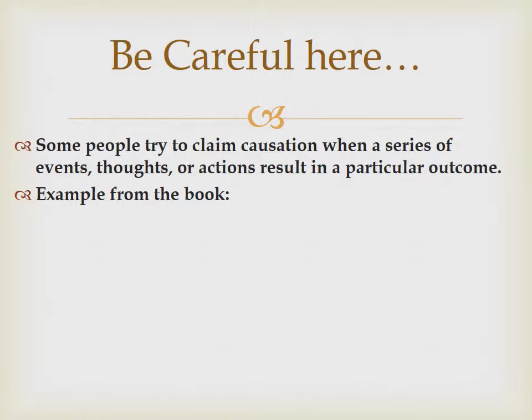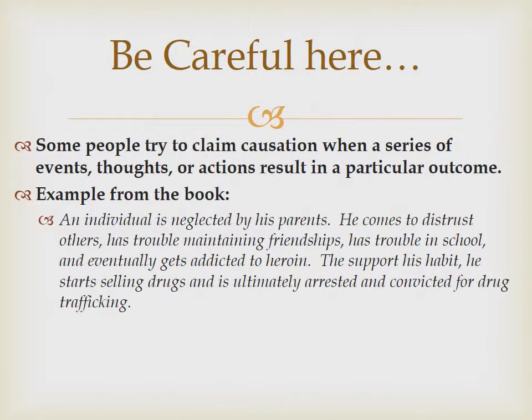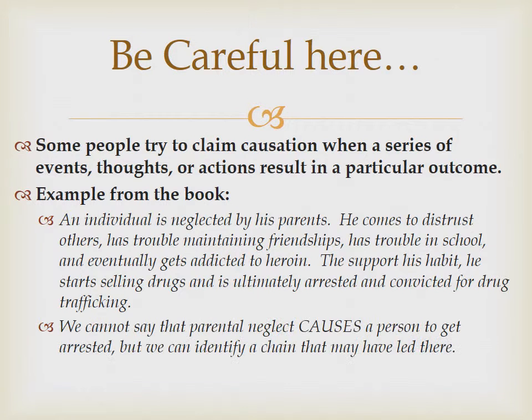Some people try to claim causation when a series of events or actions results in a particular outcome. So here's an example I read from the book. Maybe an individual is neglected by his parents. He comes to distrust others. He has trouble maintaining friendships. Then he has trouble in school and he eventually gets addicted to heroin. To support his habit, he starts selling drugs and is ultimately arrested and convicted for drug trafficking.